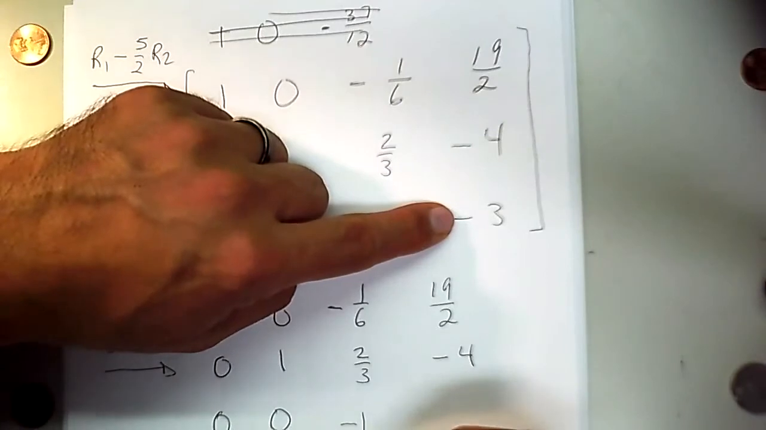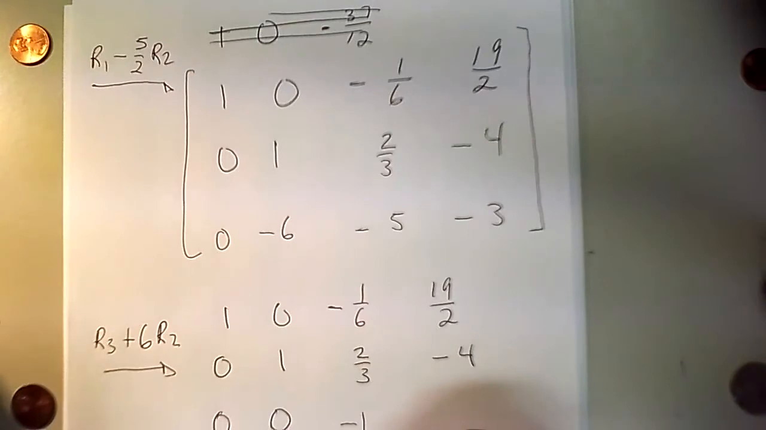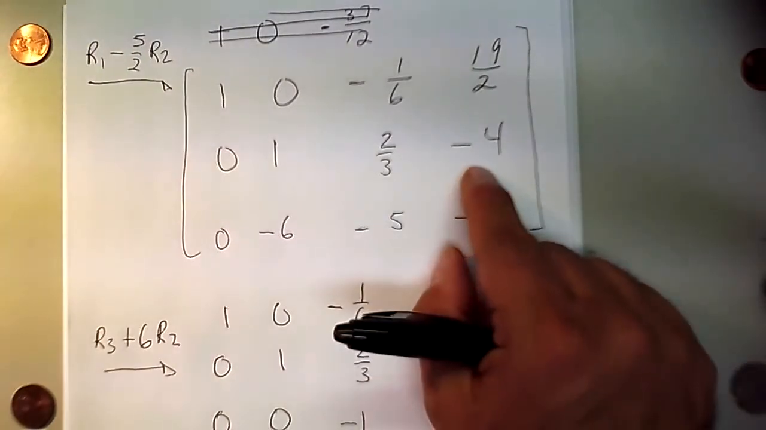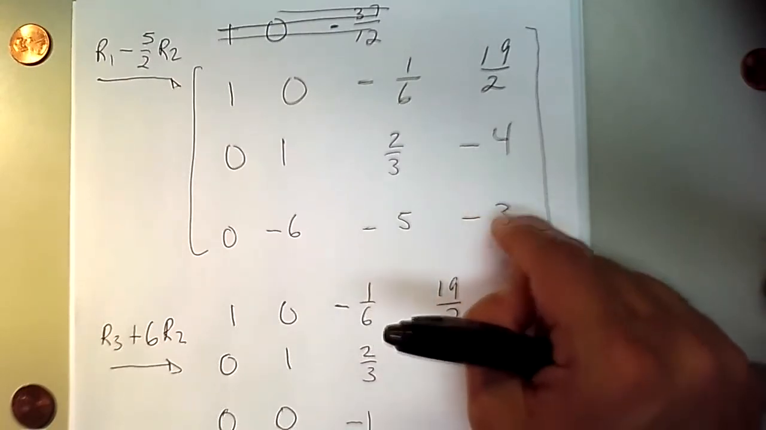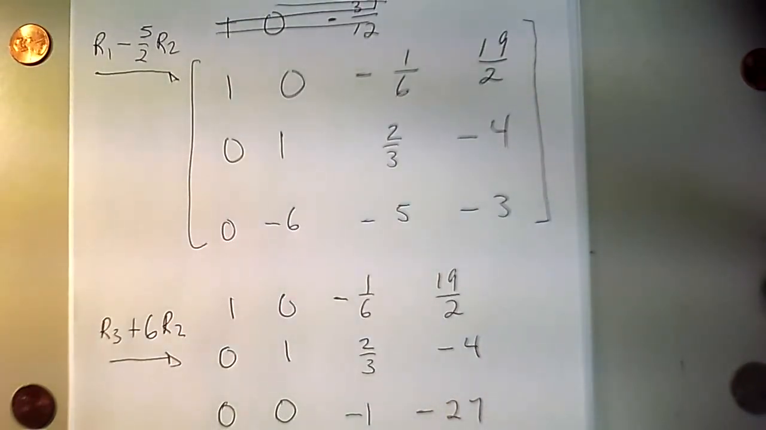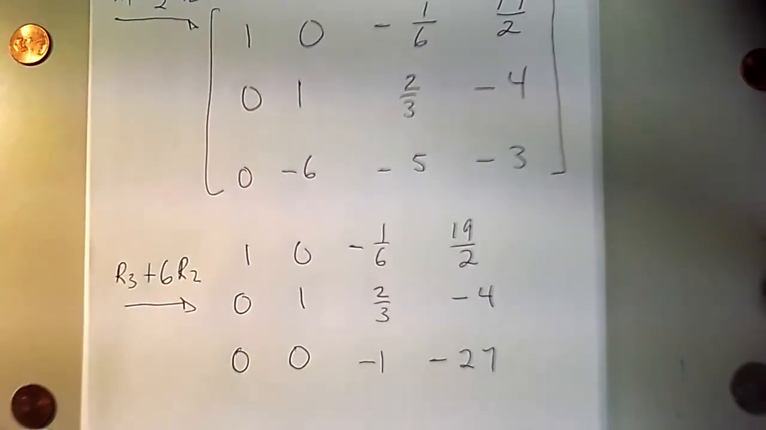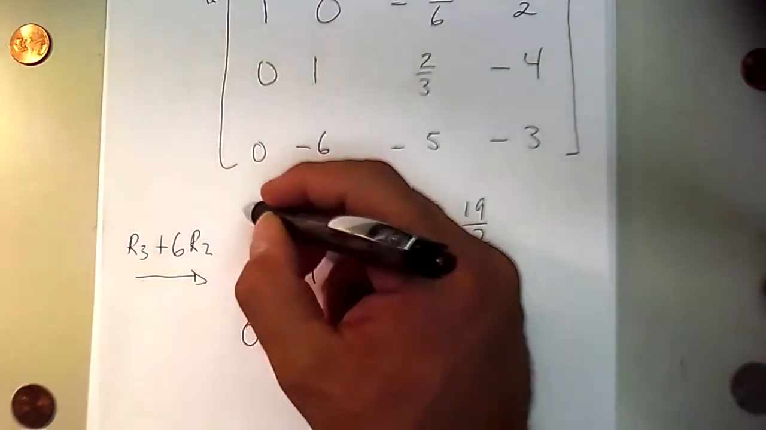Negative 3 plus 4 of those. That's going to be a big number. 6 times negative 4 is negative 24. So negative 3 plus negative 24 is negative 27. I think I made a mistake, but let's continue with this. We can try to fix the mistake in a little bit. So there's our matrix.